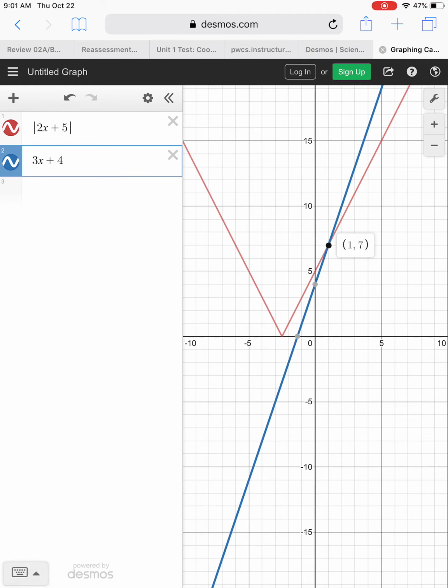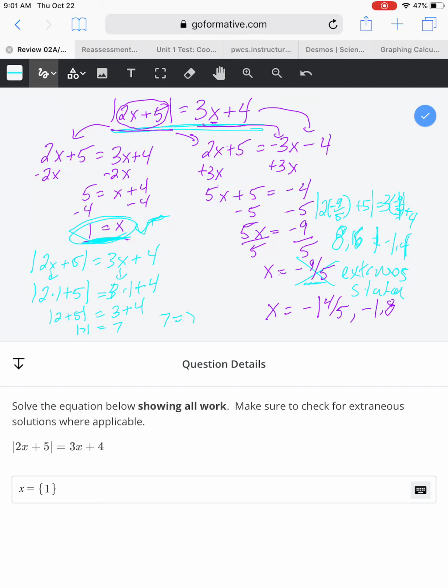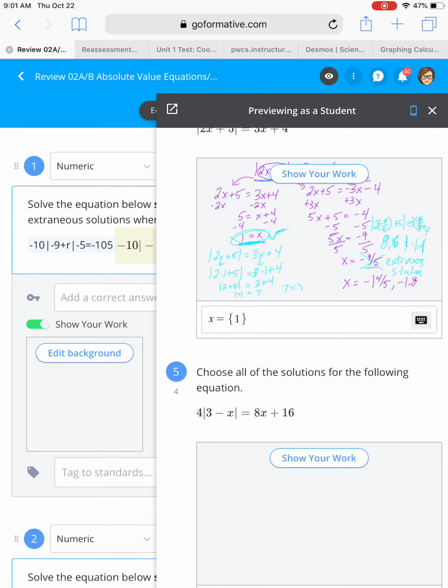And there's only one spot where they intersect, which is at 1, 7. And we know that 1 was one of our solutions. So that's one of the other ways: you could graph each side and then see where they intersected. But we're asking you to do this algebraically, so you can only use this for a check. You can't use Desmos as your work, but that's just a nice little check if you have that. Otherwise, hopefully I didn't confuse you.